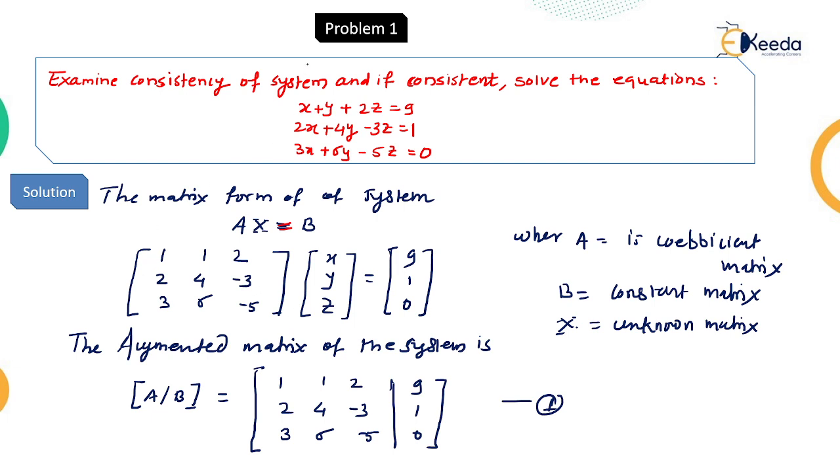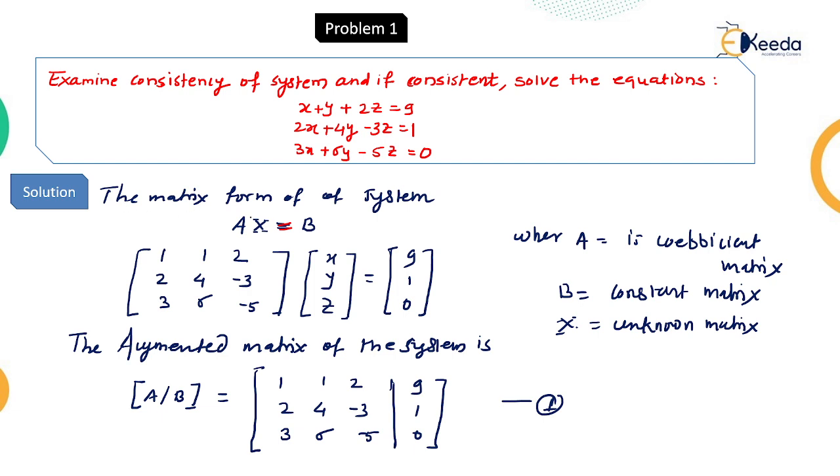See the first row, the first equation. The unknowns are x, y, z and the coefficients are 1, 1, 2. For the second equation the coefficients are 2, 4, minus 3. For the third equation the coefficients are 3, 6, minus 5. The unknowns are x, y, z. That is equal to matrix B on the right-hand side, so matrix B is 9, 1, 0.